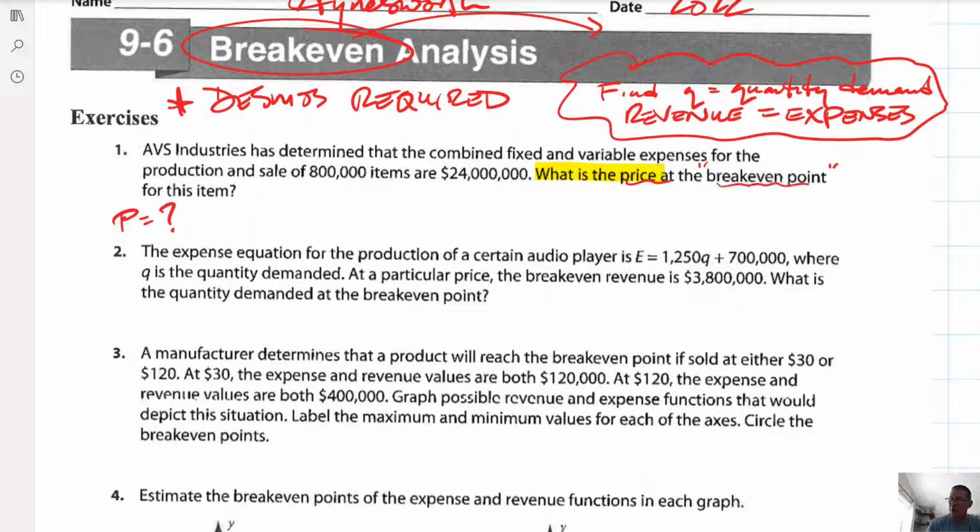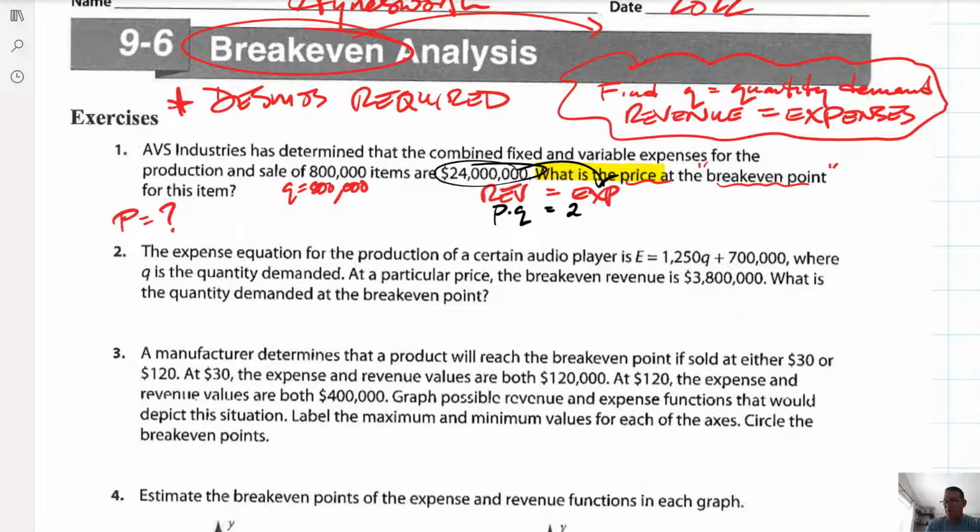We want to figure out the price at the break-even point, and we know we're selling 800,000. So we know Q, we don't know P. But we do know that we want to break even, and because of that, revenue must equal expenses. Anytime you see the words break even, revenue equals expenses. And as you know, revenue is nothing more than price times quantity. The expenses, well, it says right here, the combined fixed and variable expenses is $24 million. So this is known as well.